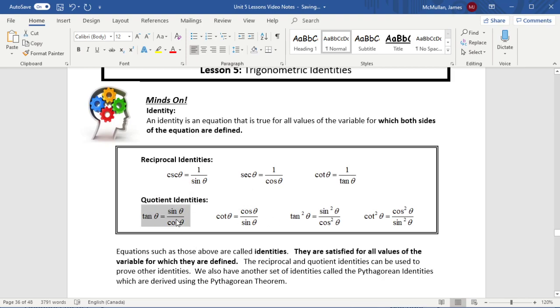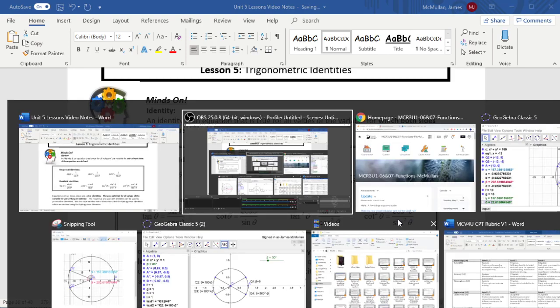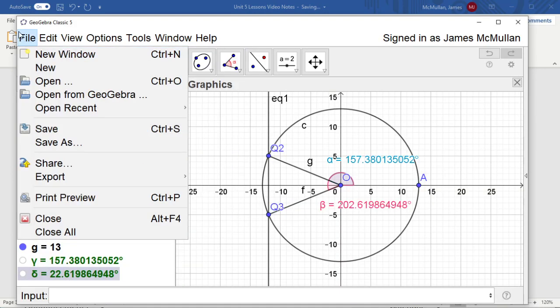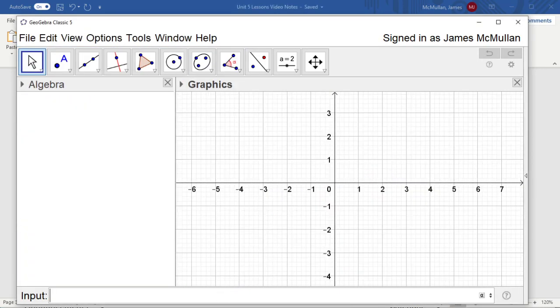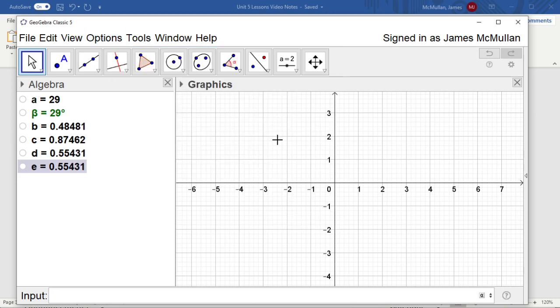Here's an interesting identity. The tangent of any angle is equal to the sine of that angle over the cos of that angle. Let's demonstrate. I'm going to make a random angle between 0 and 360, and say beta is equal to a degrees. Then I'm going to compute sine of beta, cos of beta, tan of beta, and then the sine divided by the cos. I'll refresh it a couple of times.